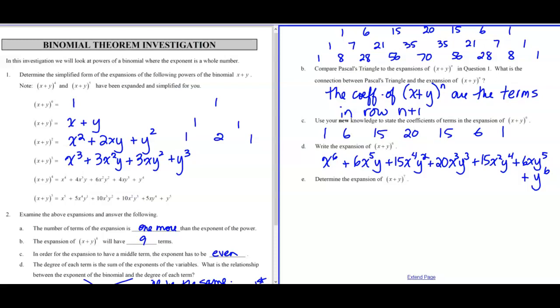Now, say we didn't have the triangle written out, but you had the expansion of x plus y to the 6. Now we're asked for x plus y to the 7. Then just look at the coefficients of the previous, right? We know the first one has to be a coefficient of 1, and it'll be x to the 7. Then 1 plus 6 is 7, and we go down 1 for x, up 1 for y. Then 6 plus 15 is 21.